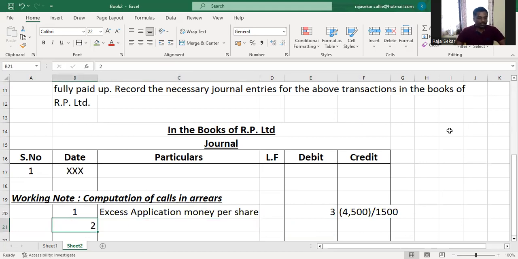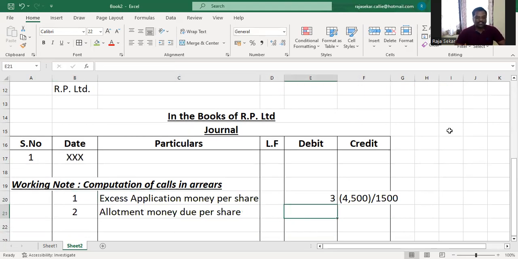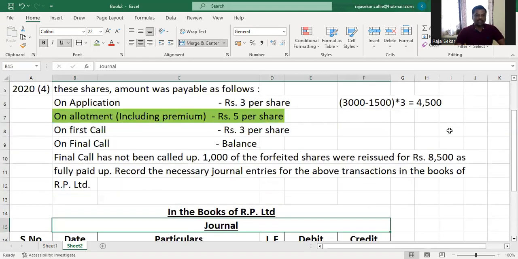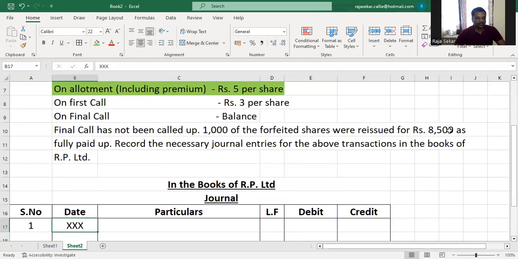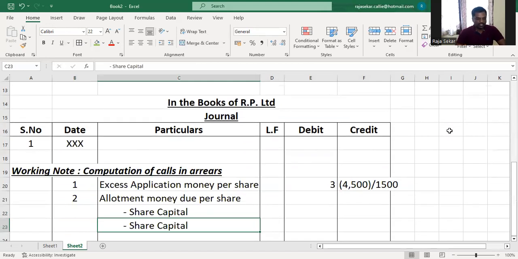And then we write the allotment money due on each share. Allotment money due per share. Now, I will directly write 5 here, but in this case, along with allotment, premium is also receivable. Whenever premium is also receivable, in this working note we divide the amount due from Rahim into share capital portion and premium portion. So under allotment money due, we divide it as share capital portion and securities premium portion.